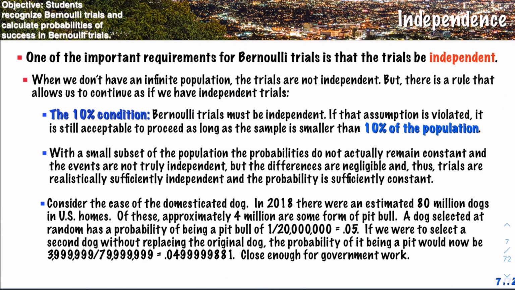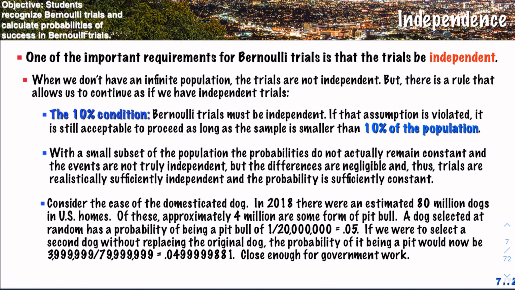So what do I mean by that? Consider the case of domesticated dogs. In 2018, there were an estimated 80 million dogs in US homes. Of these, approximately 4 million are some form of a pit bull. A dog selected at random has a probability of being a pit bull of 4 out of 80 million, or 0.05, or 5% of the time.